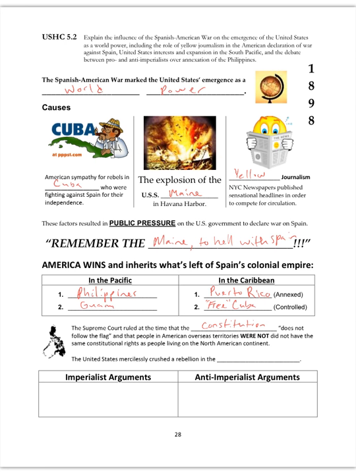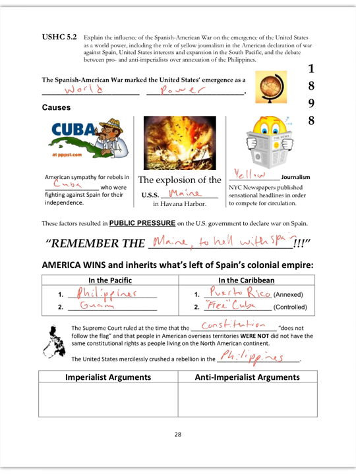So the United States mercilessly crushed a rebellion in the Philippines. The Filipino people did not want to be annexed. They wanted to be free like Cuba. The United States decided against that and annexed them, and they rebelled.